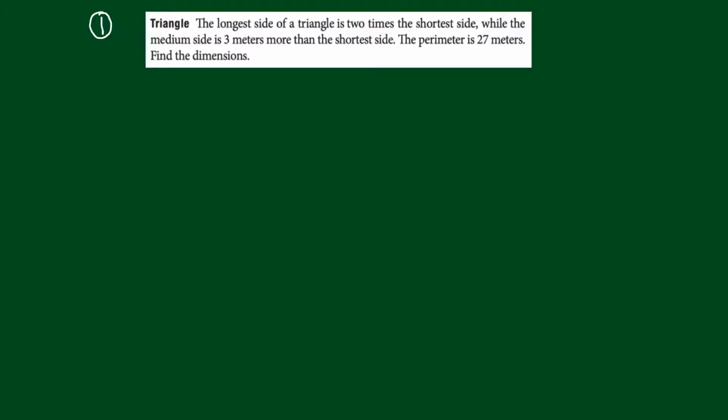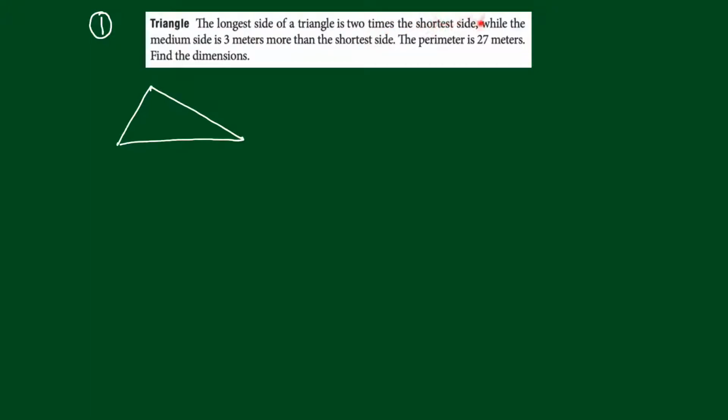We've got a triangle geometry problem here. It says that the longest side of a triangle, now look, as soon as I see triangle, I'm going to draw a triangle, just any triangle at all. So I'll just draw some triangle. There we go. And what do you know? It says that the longest side of the triangle is 2 times the shortest side.